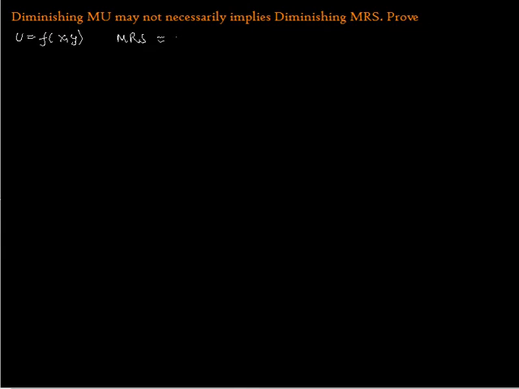In this case, marginal utility of x upon marginal utility of y is equal to fx upon fy. Now fx and fy are nothing but del f by del x and del f by del y. That is your MUx and MUy. Say this is equal to minus f1 by f2.